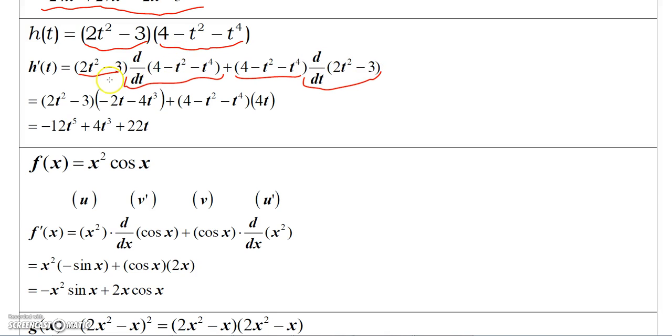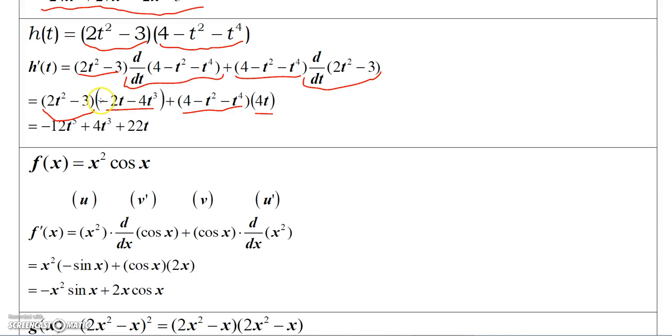So then I just bring the 2t squared minus 3 down, and then the derivative of this with respect to t, the derivative of 4 is 0, the derivative of minus t squared is minus 2t, the derivative of minus t to the fourth is minus 4t cubed. So that would give me minus 2t minus 4t cubed. Then I have plus, and then I bring this trinomial down. And then you take the derivative of 2t squared minus 3. The derivative of 2t squared is 4t, and the derivative of minus 3 is 0.